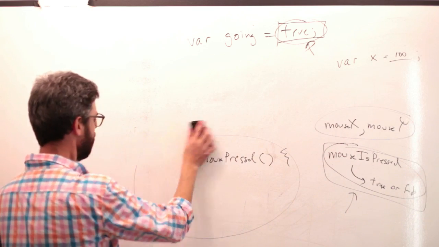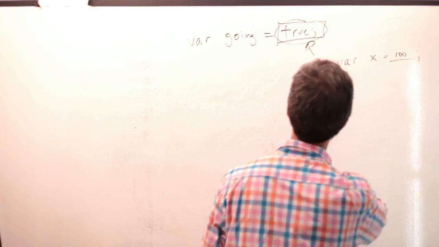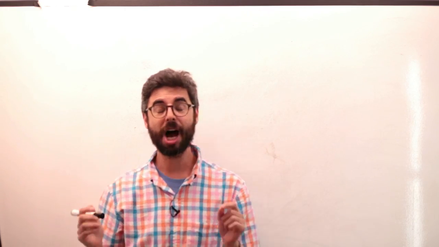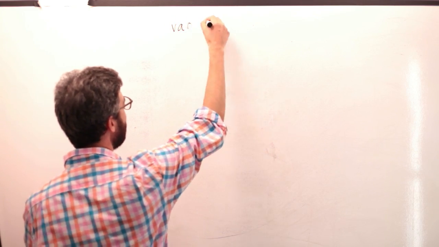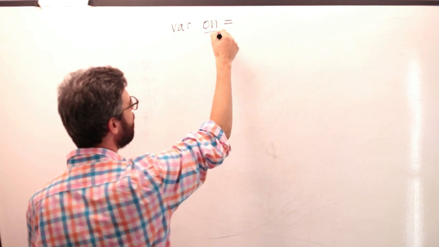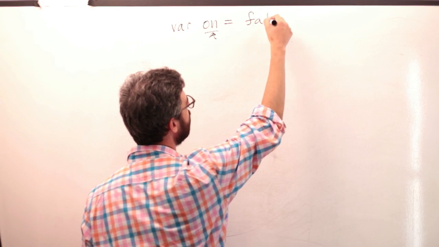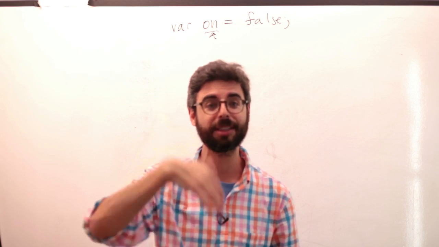Okay, so ultimately, the way to do this is not to use the mouse is pressed variable. That has a value that's just built into the operating system, into p5, into JavaScript, into the browser. It knows whether the mouse is pressed or not. I want to have my own variable, and call it on. There might be an issue with using this term on, but for now I think it's going to be okay. And I'm going to start with on equal to false. So when the program first runs, the light is off. When on is false, the light is off.